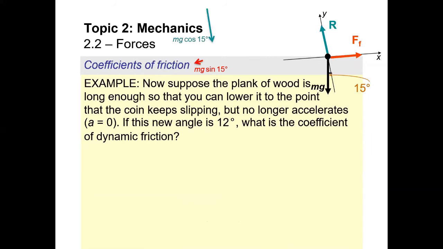Now, suppose the plank of wood is long enough that you can lower it to a point where the coin keeps slipping but no longer accelerates. If this new angle is 12 degrees, what is the coefficient of dynamic friction?